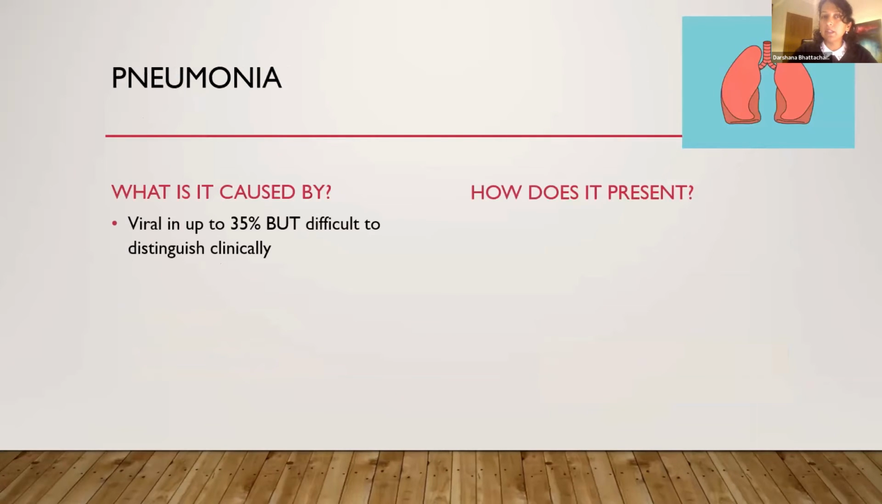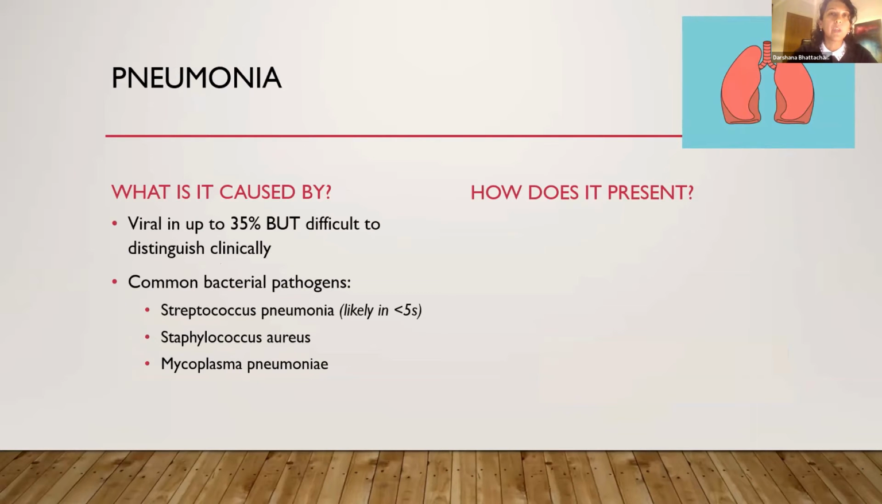Now, pneumonia is caused by a variety of illnesses, but interestingly, up to 1/3 can be viral in nature, but it is difficult to distinguish this clinically sometimes, because kids can still have high fevers and look unwell. Common bacterial pathogens include Streptococcus pneumoniae, which is most likely in children under 5, Staphylococcus aureus, which can lead to cavitating lesions, and Mycoplasma pneumoniae, and that tends to be in children over 5, and that's often referred to as an atypical infection.